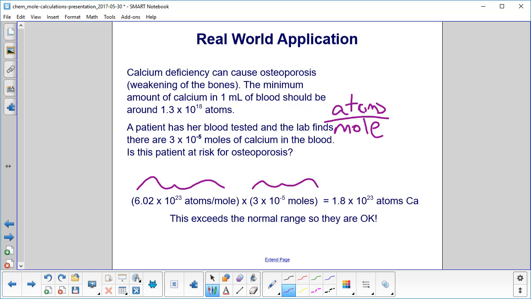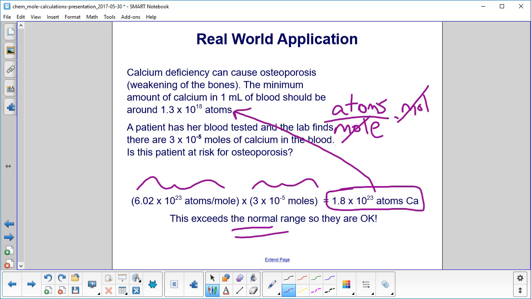And let's try and make that all a little better. The moles times moles, what's that going to give you? Number of atoms, okay? So we carry that out and we find 1.8 times 10 to the 23rd atoms of calcium, which is much greater than that, so the patient is just fine.